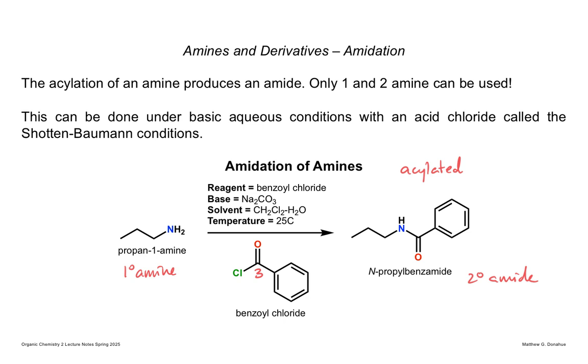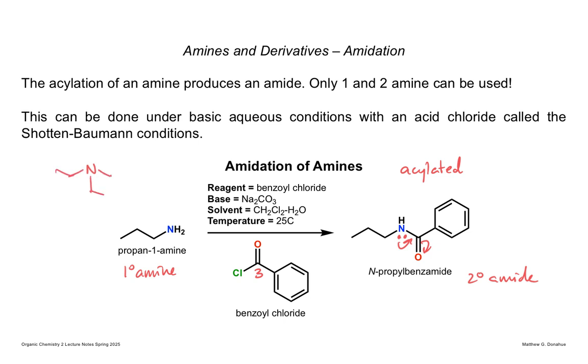Yep. It says only primary and secondary amine can be used. Yep. So you can make either secondary or tertiary amide. Correct. But you can't use ammonia to make primary amide. You could use ammonia, yeah. Oh, okay. That would work. Okay. Again, because see that lone pair now? Because that lone pair is delocalized through resonance, it's no longer nucleophilic.